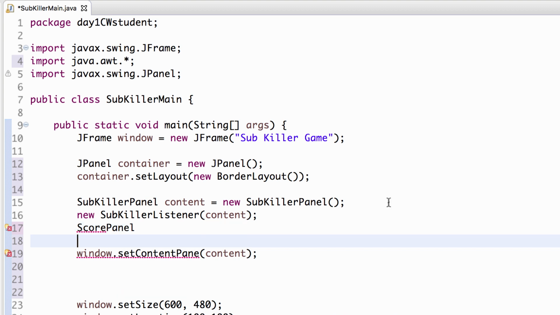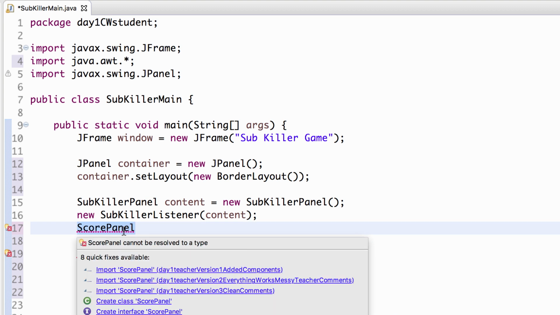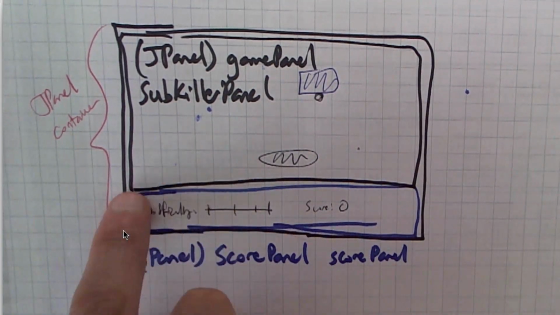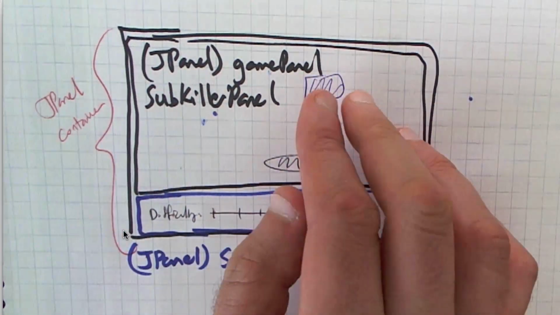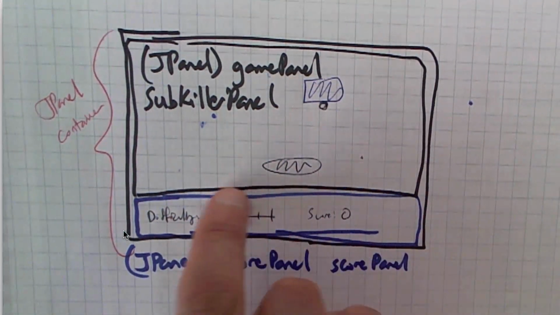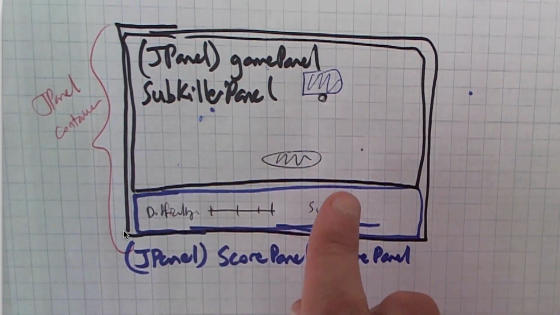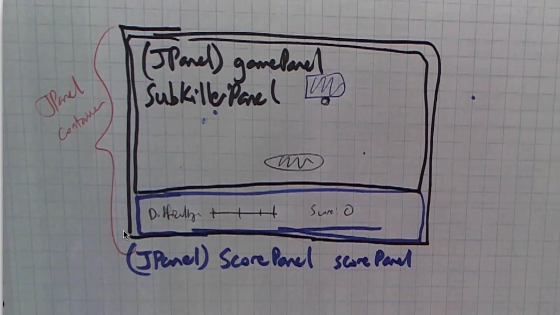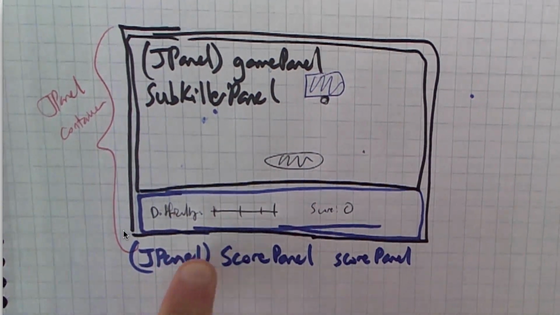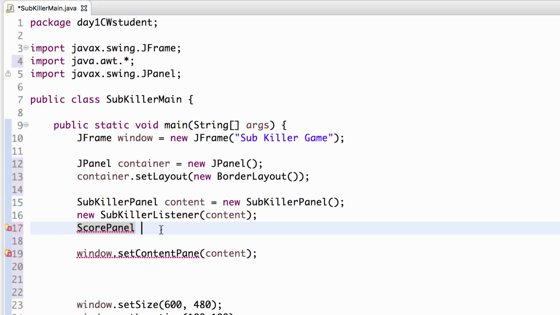So why isn't this just a regular old JPanel, right? Well, sometimes you can get away with this just being a regular old JPanel, but just like this game panel, SubKiller panel guy here, we have custom things we want to draw on this. And for this one as well, we might want to provide custom methods, for example, to get the score updated. And so probably a regular JPanel is not going to have enough functionality. So we're going to extend JPanel and we'll call it ScorePanel. Okay, and it's going to complain because we haven't made that class yet.